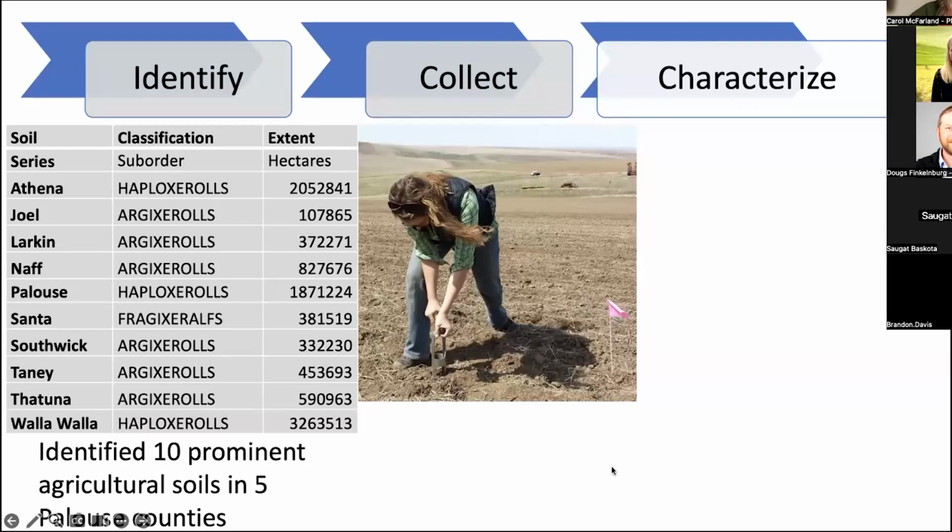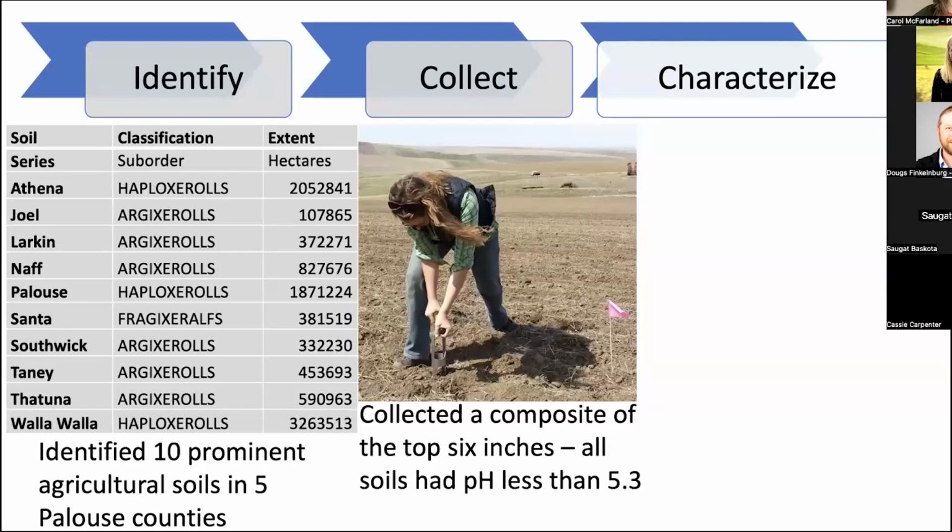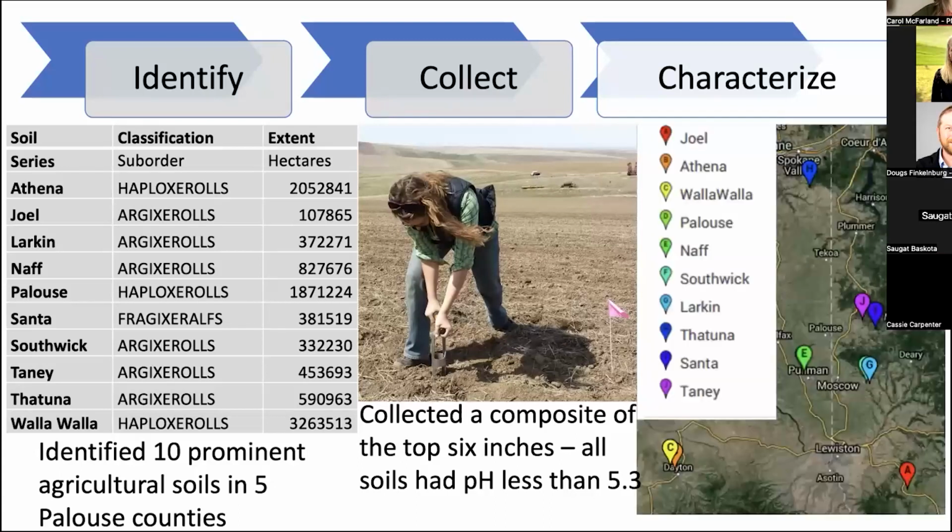So this was me as a graduate student a few years ago, out in the Walla Walla area, working with Dr. Paul Carter, who I believe I should photo credit for that one, verbally, if not actually on the photo itself, where I was able to collect some soils from one of his collaborators' sites. So these soils were collected as a composite of the top 6 inches. All of the soils had a pH of less than 5.3. So that top 6 inches was kind of selected as a plow layer sample.